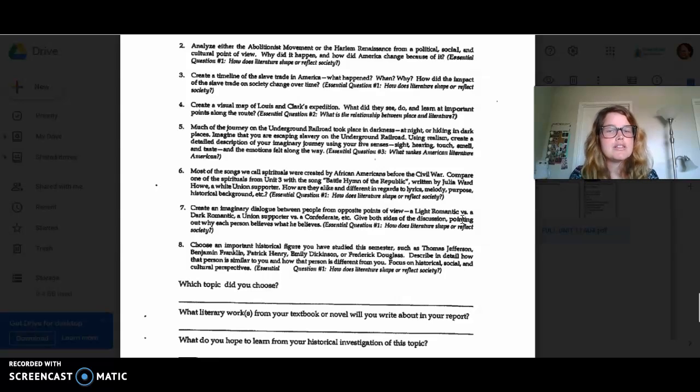So you're going to write an essay about what they saw, they did, and they learned along the route, and you're also going to create a map. So it's a little bit harder because you have to not only do the essay, but you have to create a map too.